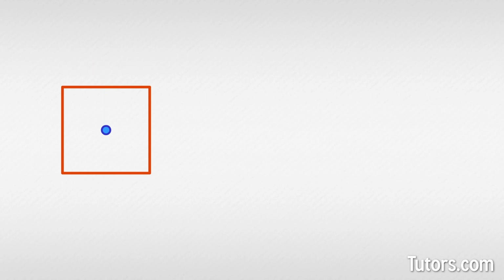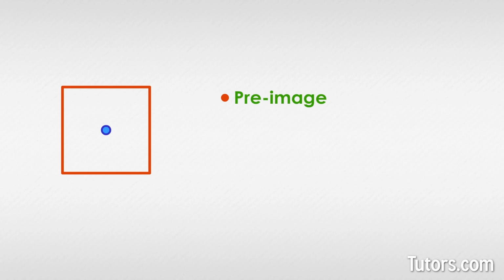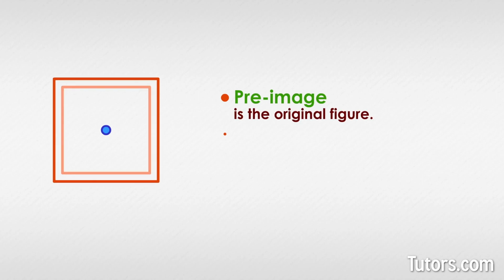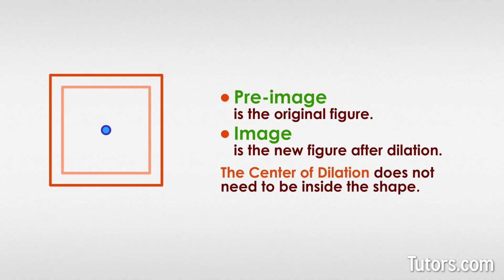From the center of dilation, the preimage, the mathematical element before scaling, is enlarged, inverted, or shrunk to form the image. The preimage is the original figure. The image is the new figure after dilation. The center of dilation does not need to be inside the shape. It can also be outside the shape, a vertex of the polygon, or any fixed point in space.